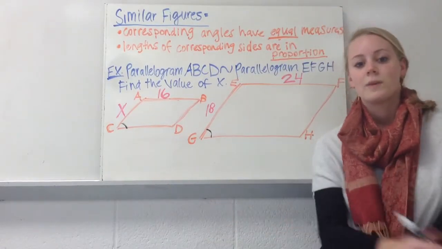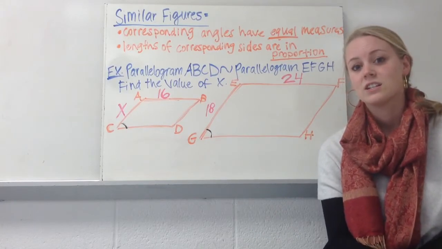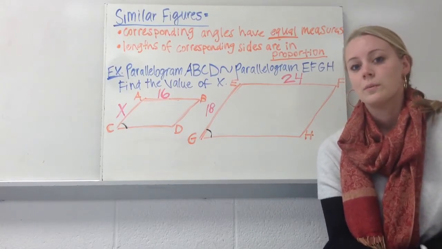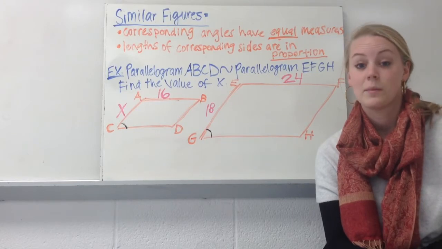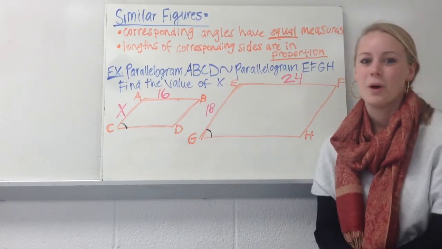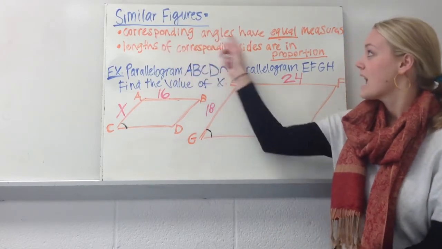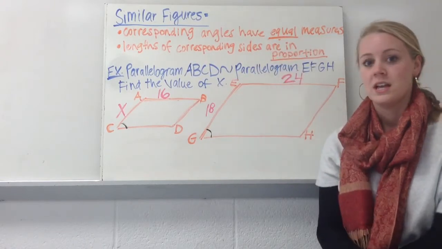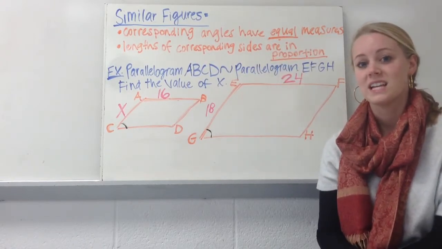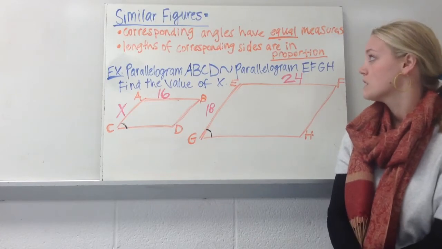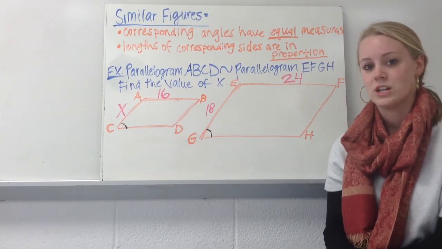Today we are going to talk about similar figures and later scale drawings. There are two components to make a figure similar. The first component is that corresponding angles have equal measures. The second component is that the lengths of the corresponding sides are in proportion.